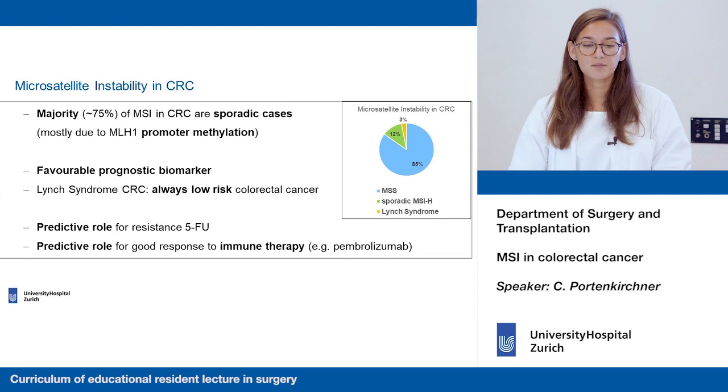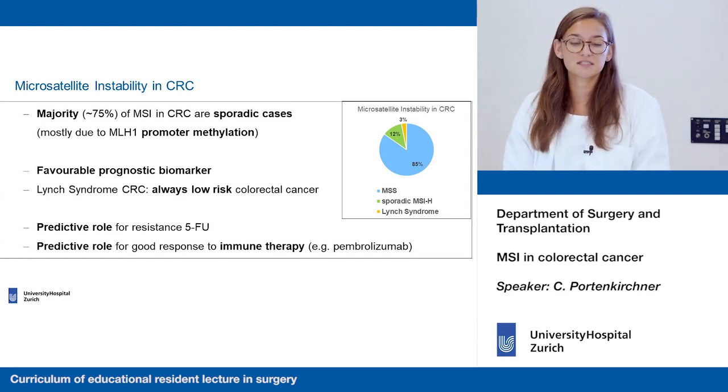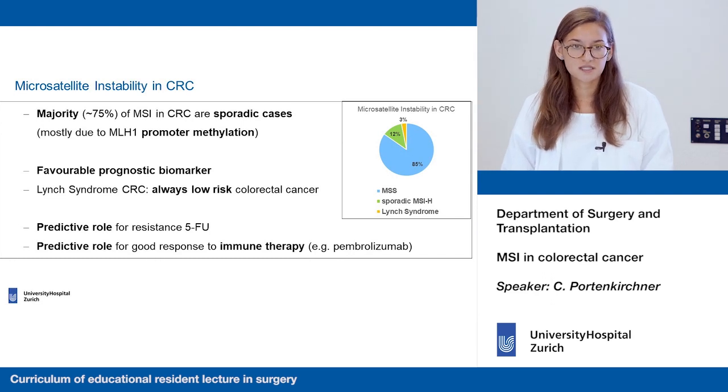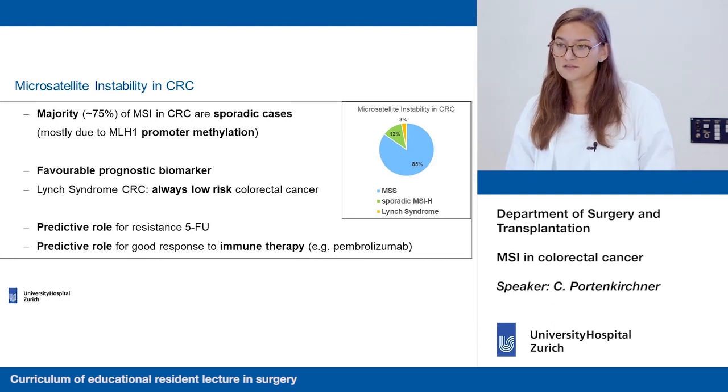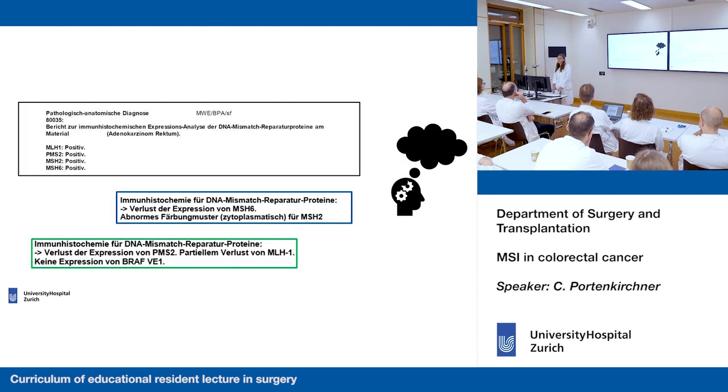So just to sum it up, the majority of MSI in colorectal cancer are sporadic cases due to promoter hypermethylation. It's a favorable prognostic biomarker, and HNPCC is always a low-risk colorectal cancer because it's MSI. It has a predictive role for the resistance to 5-FU and a predictive role for good response to immune therapy, especially in metastatic cancer.